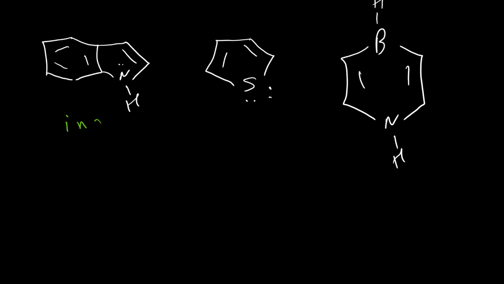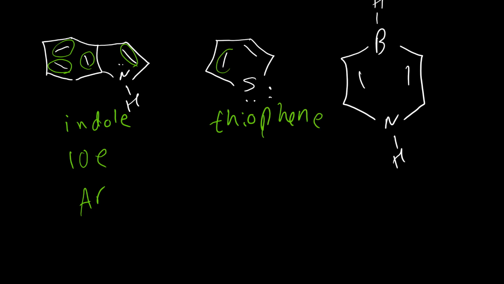Let's have more examples. This compound is indole. We have 1, 2, 3, 4 pi bonds. 4 pi bonds means 8 electrons. Also we have 2 electrons for nitrogen, then it's going to be 10 electrons. 10 electrons is aromatic. The name of this compound is thiophene. Again we have 2, 4, and we count only one of these lone pairs. So we have 6 electrons and it is aromatic.